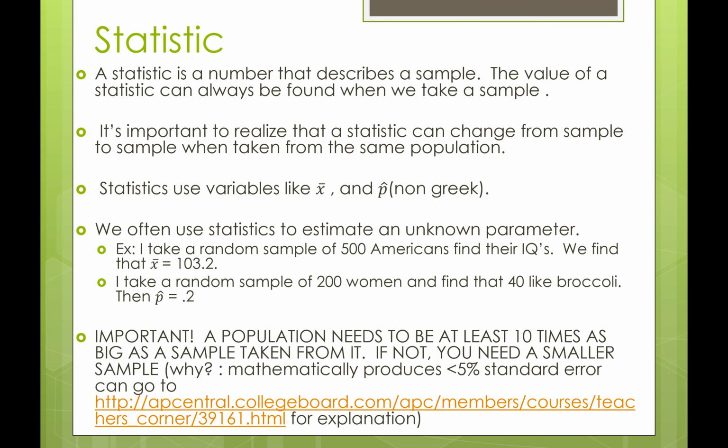And then just a side note that we'll get into more when we get into later chapters, but the population needs to be 10 times as big as your sample because you're not sampling with replacement, so it can mess up the proportions if your sample is too large of a proportion of your population.